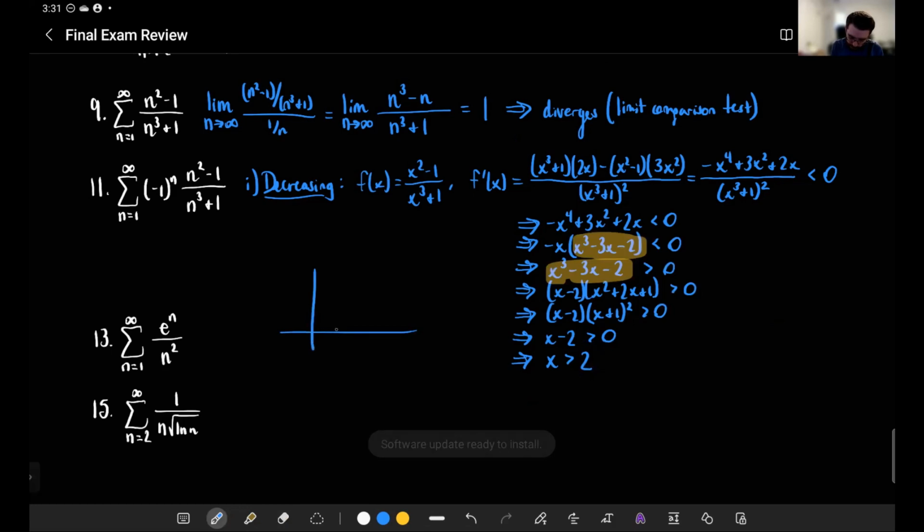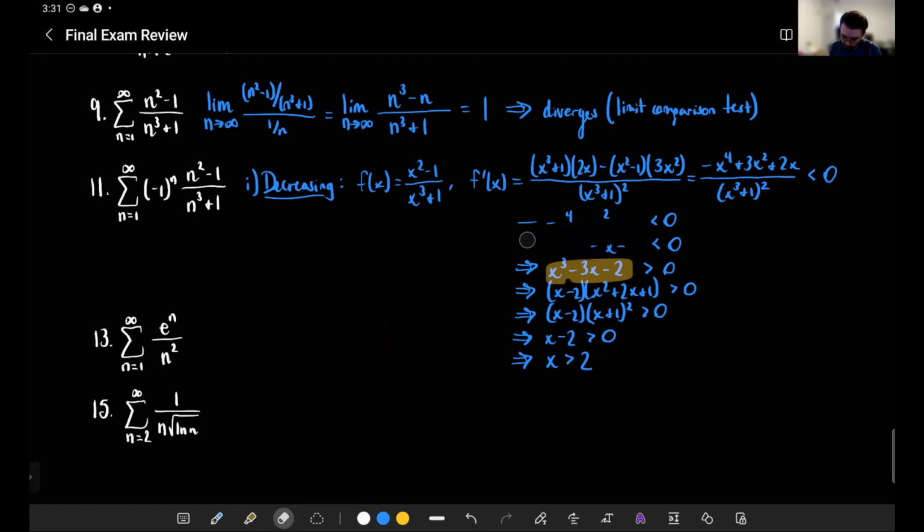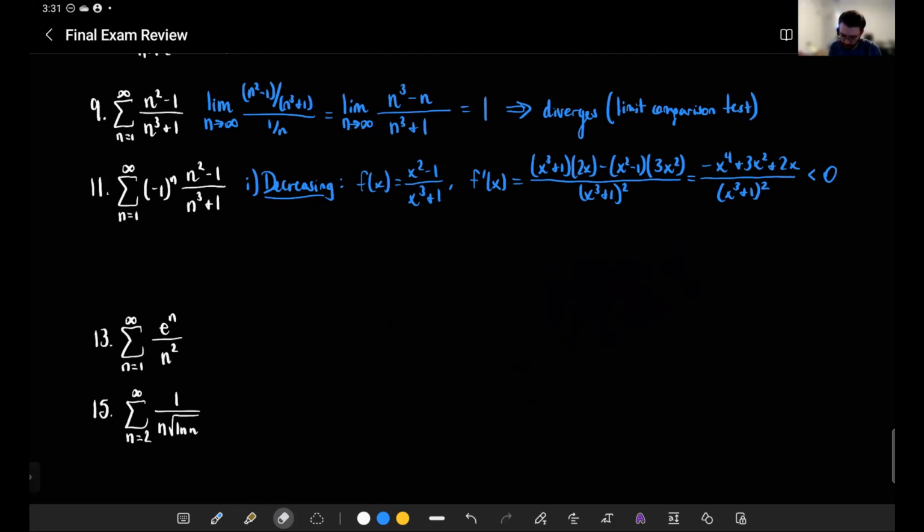So what's happening is here's 1, here's 2, here's 3. For the first few terms, it's increasing, but then past there, it decreases forever. So as long as I start my series at, say, 3, then I have a decreasing series, and we're good to go. So let's just write this, just to save room. This is less than 0 when x is greater than 2. That's what we just figured out. So it's eventually decreasing. So that checks off number 1.